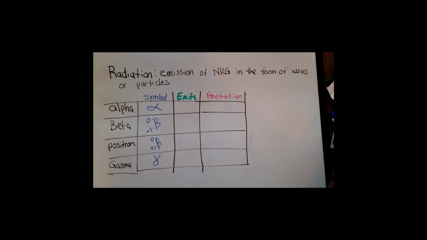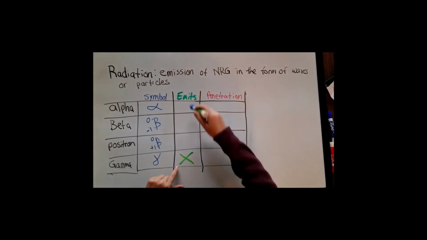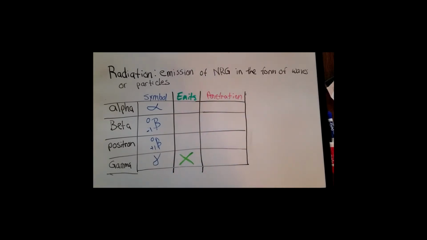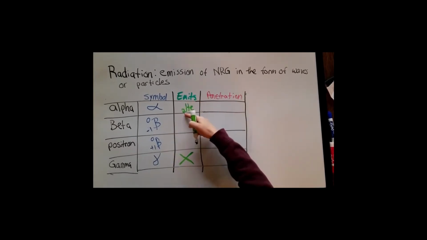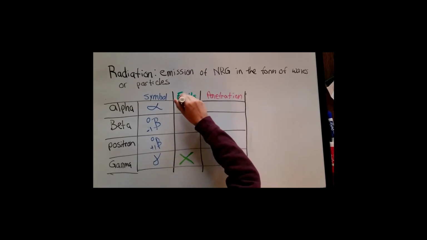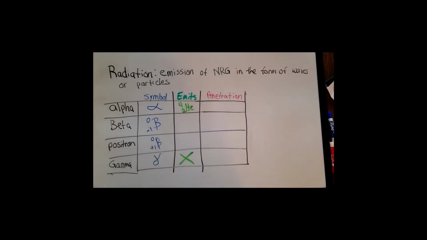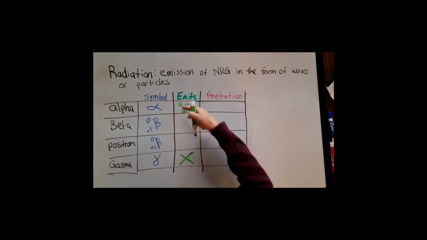All right, now let's look at what is being emitted, what type of particle, for these first three. Because gamma is a wave, not necessarily a particle, we don't really discuss that one very much. So we're just going to look at these top three. For the alpha, what's being emitted, we described it as a helium atom because it has the same number of protons as helium, so that's why there's a 2 there. And then it has the same mass number as helium. So this is helium with a 2 and a 4.